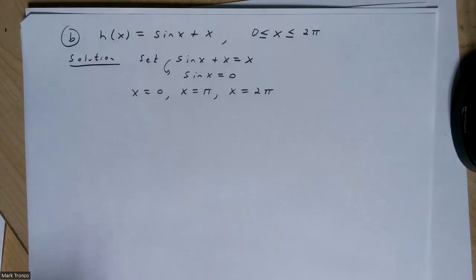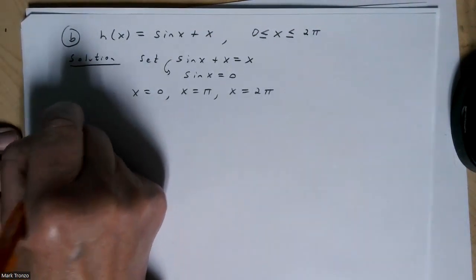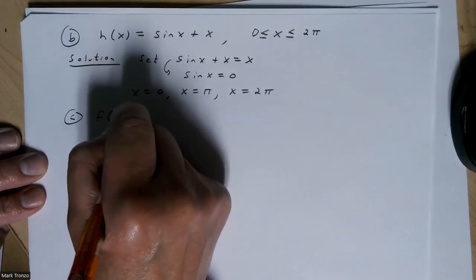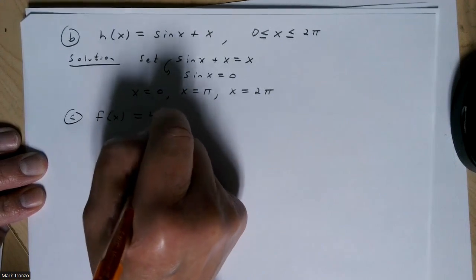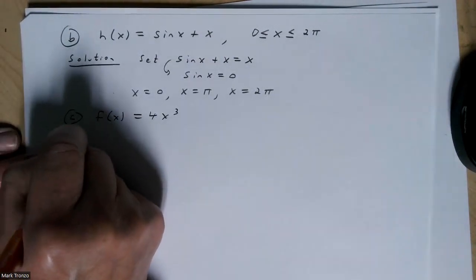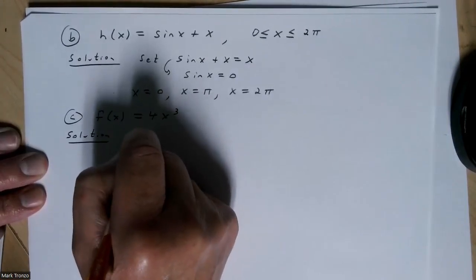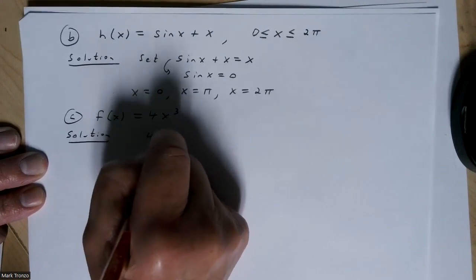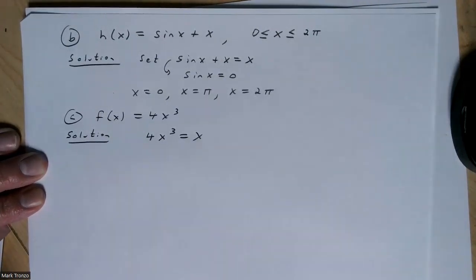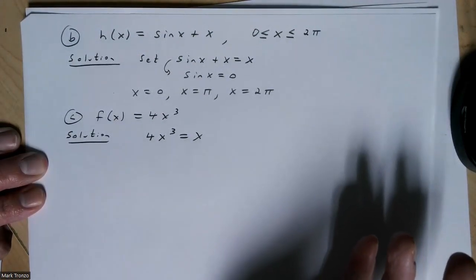So let's do one more. Let's take a look at this one here. Find the fixed point of f of x equal 4x cubed, like this. Once again, set our function 4x cubed equal to x. And then once again, rearrange this.